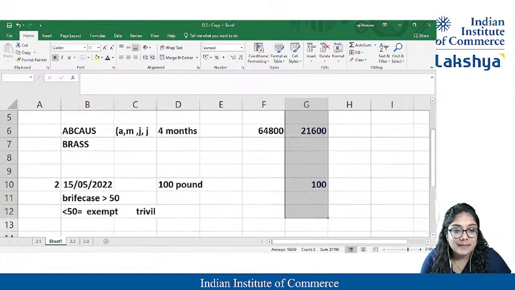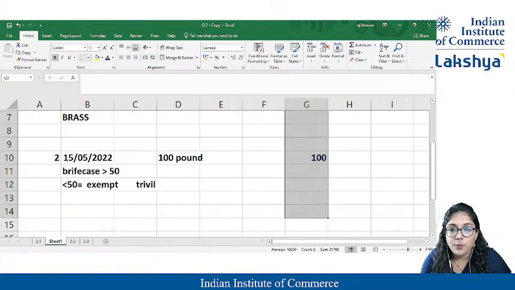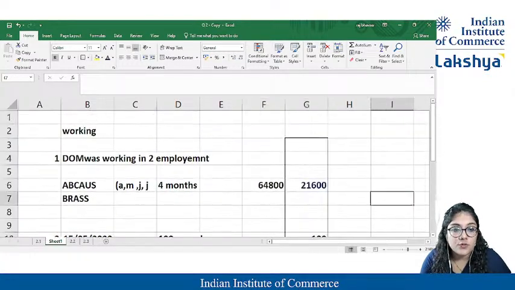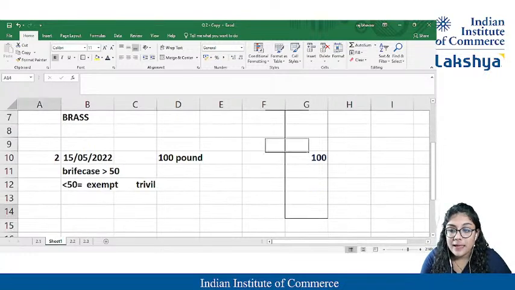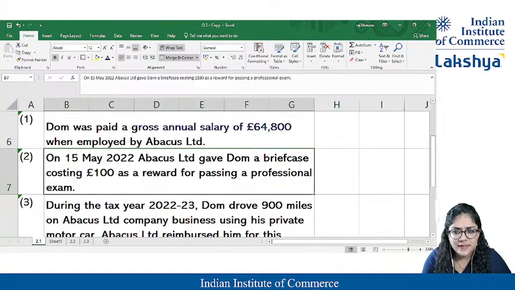So yeah, we can make it like this also, maybe if you want. Cool. So now that is to be added. Cool. Chalo. What about the third scenario? Have they given anything else? Let's figure it out.